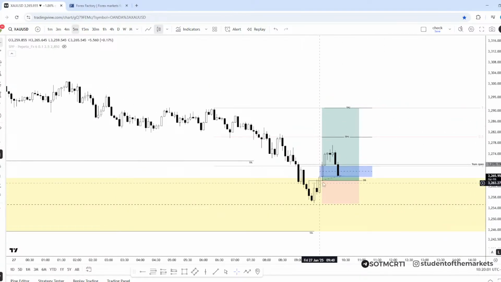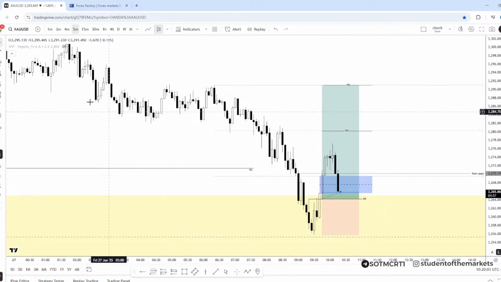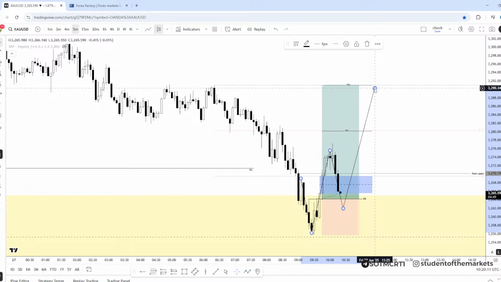Yeah, but it is a structure, right? So you already had a push to the downside. Now, eventually, you can look for something like this.